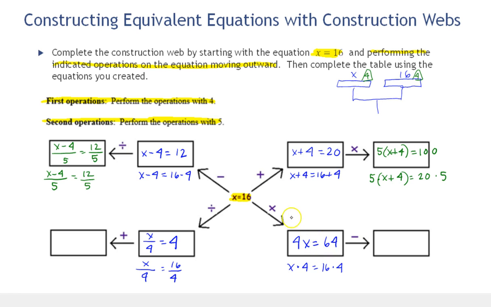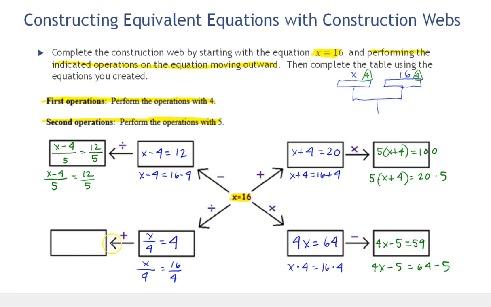Now for the next one, we want to subtract 5. So I'm going to subtract 5 from both sides. 4x minus 5 equals 64 minus 5. Well, this is as simple as we can make it. And 64 minus 5 is 59.